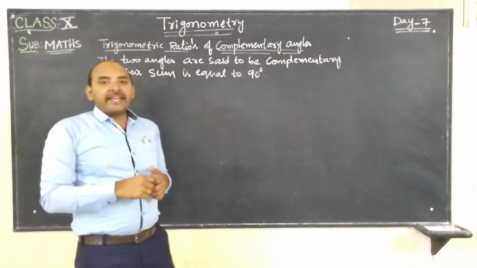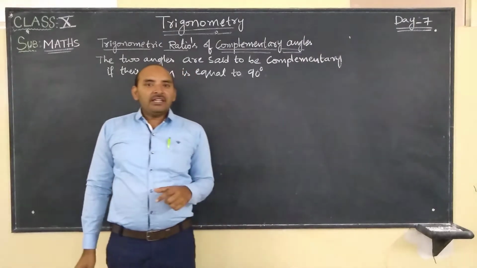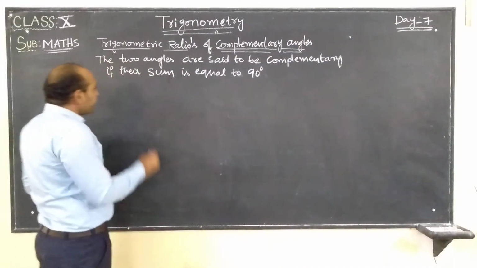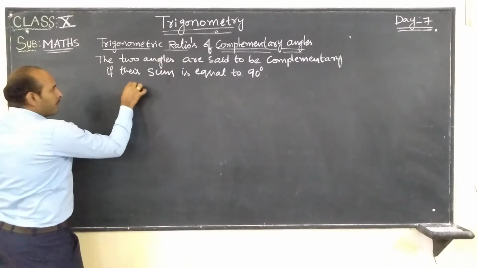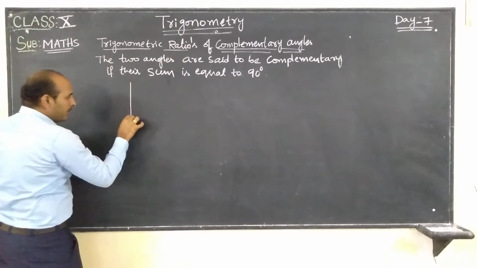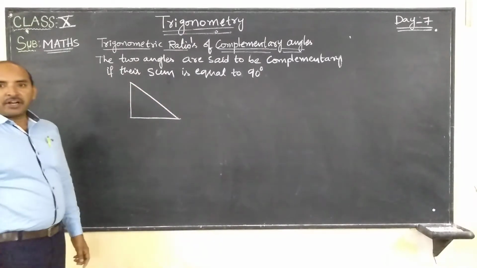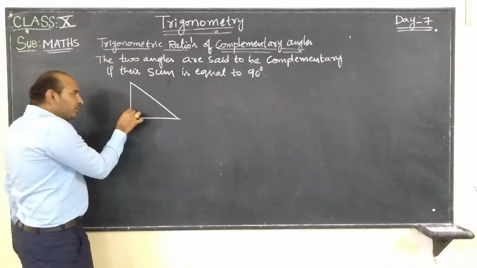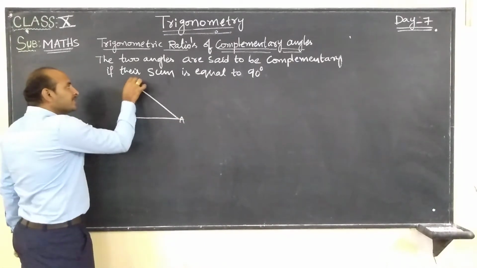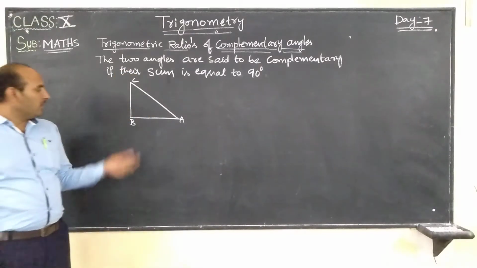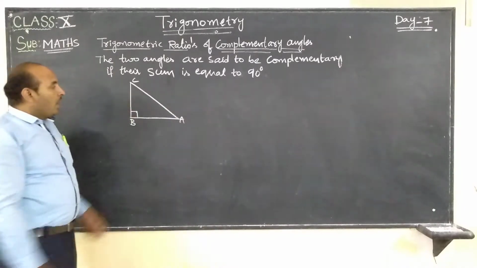So now which angles sum to 90 degrees? I am taking one right angle triangle ABC. This is the right angle triangle, with the right angle at B. So let us take this is A, this is B, this is C. This is a right angle triangle with the right angle at B. This position is clearly 90 degrees.